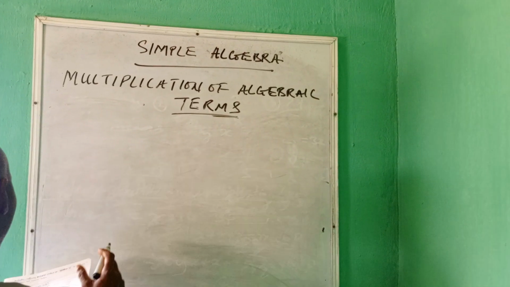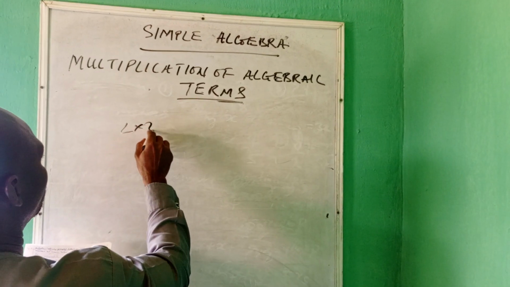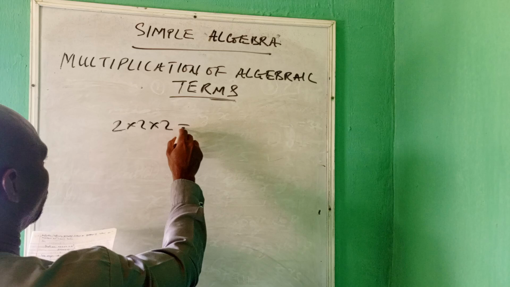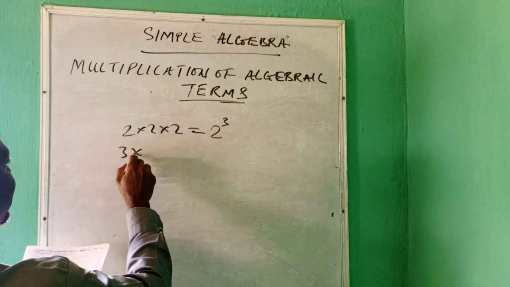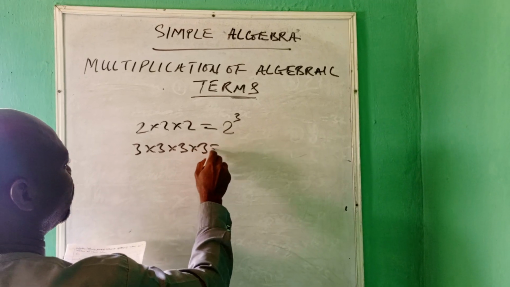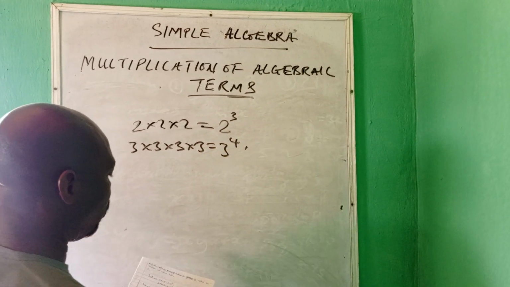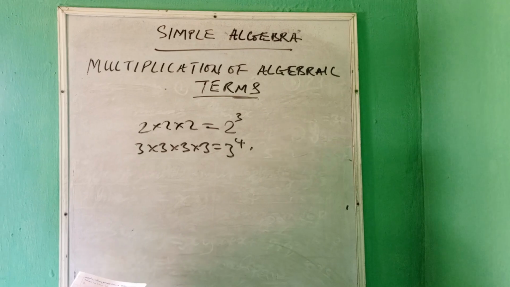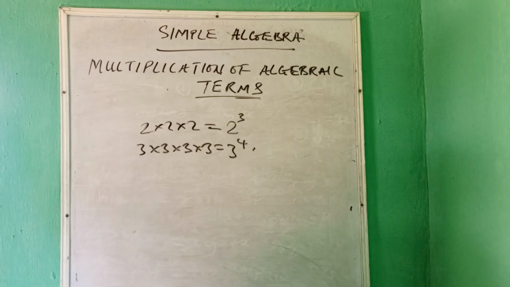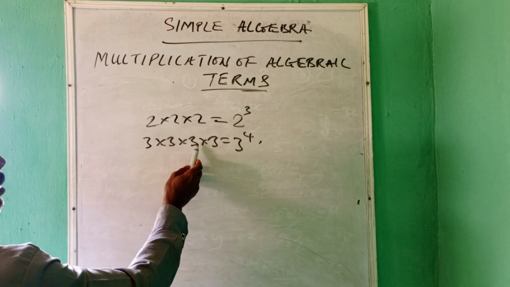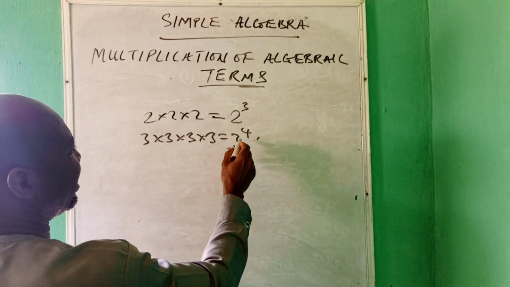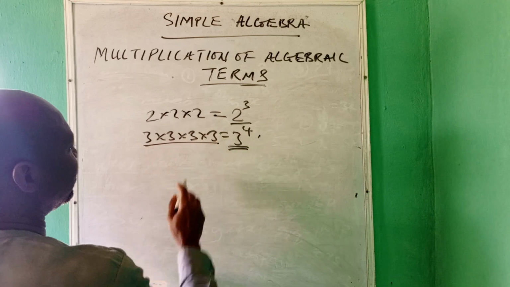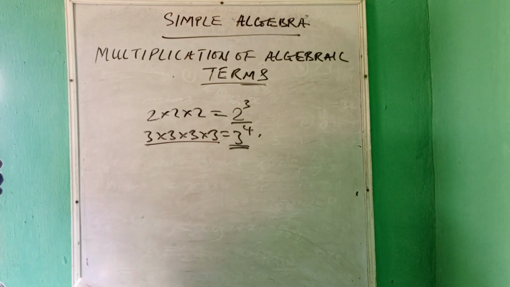Just as we have 2 times 2 times 2, that is 2 raised to the power 3, 3 times 3 times 3 times 3 is 3 raised to the power 4. That is your normal multiplication. In your basic school, you must have seen something like this. 3 times 3 times 3 times 3 is equal to 3 raised to the power 4. This is called the index form of this multiplication expression.